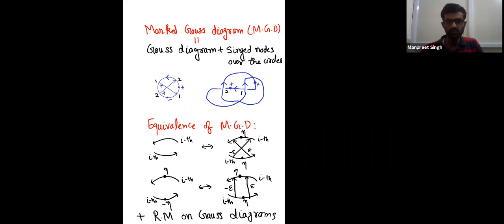To study these diagrams, we have defined some equivalence relations. The first is this, and the second is this. Here eta means the sign of the node, which can be plus or minus. For applying this relation, we want these two arcs to belong to the same component, and the same in the second case, but here the signs of the nodes are opposite. Additionally, we also allow the Reidemeister moves over the marked gauss diagrams.